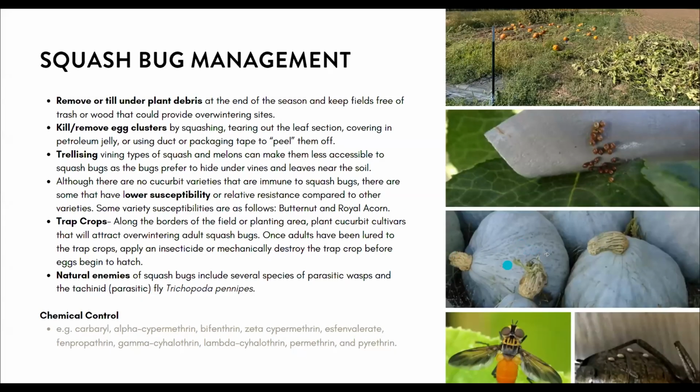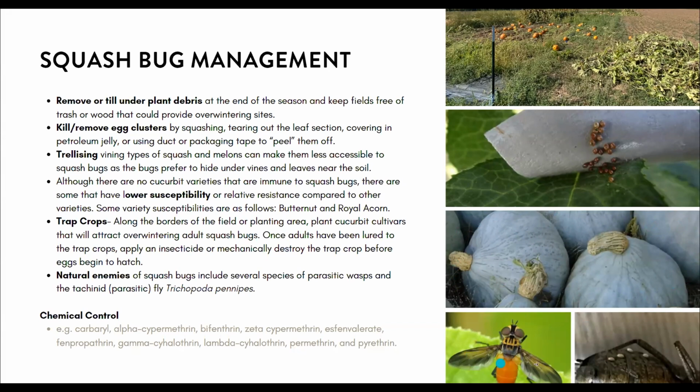For a couple years, our program did some demonstration trials using trap crops. We planted the blue Hubbard squash because this has been shown in studies and literature to be more attractive to squash bugs. So we had a pumpkin field where we planted these on the border, and we did find higher squash bug numbers on the blue Hubbard squash. So we were able to only spray on the blue Hubbard squash as opposed to the whole field, and that gave us some good control.